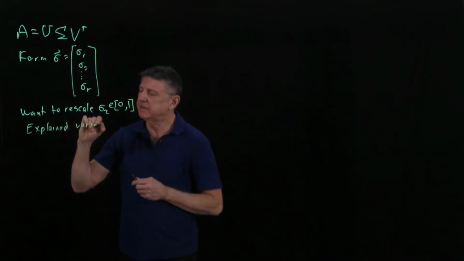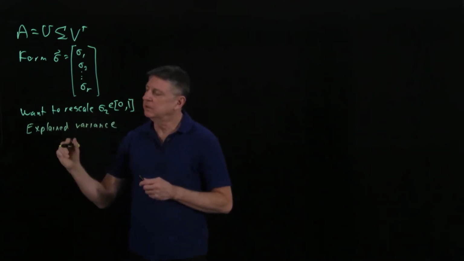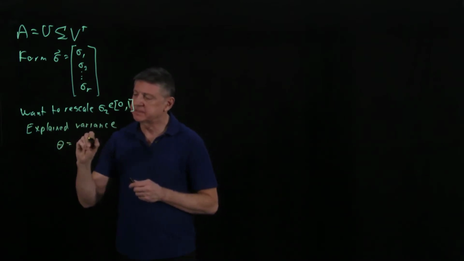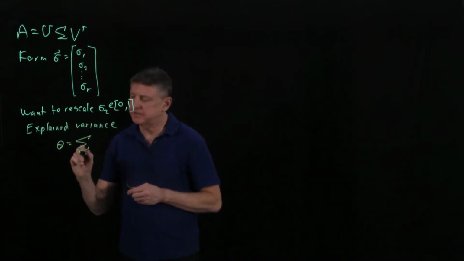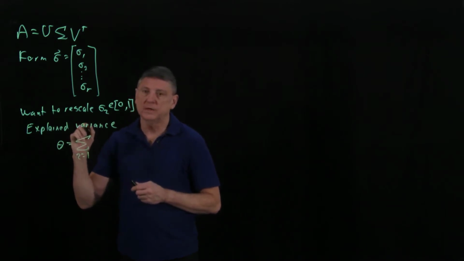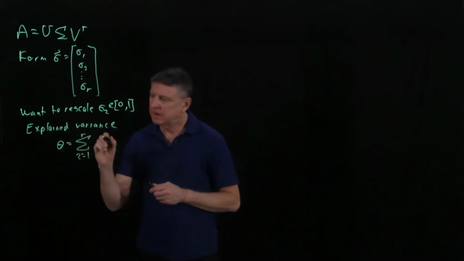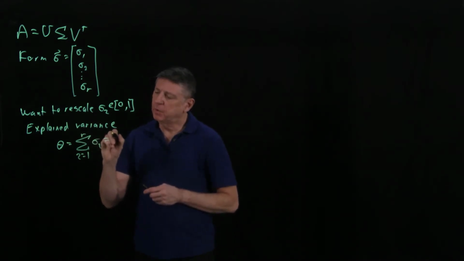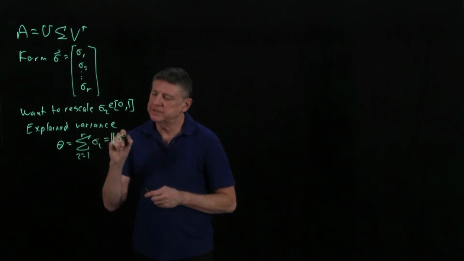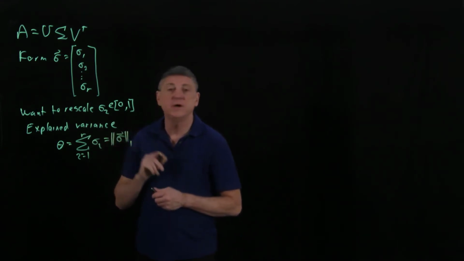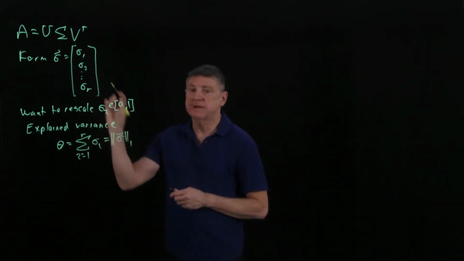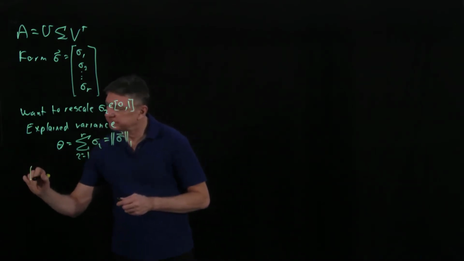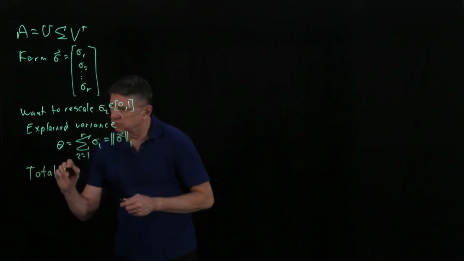And the explained variance will use the symbol theta, and that is the sum of the singular values. So that's from I going from 1 to our rank R of the singular values. And if we want to use vector norms, we could say that that is the L1 norm of the singular values. Another way is to use the total variance.